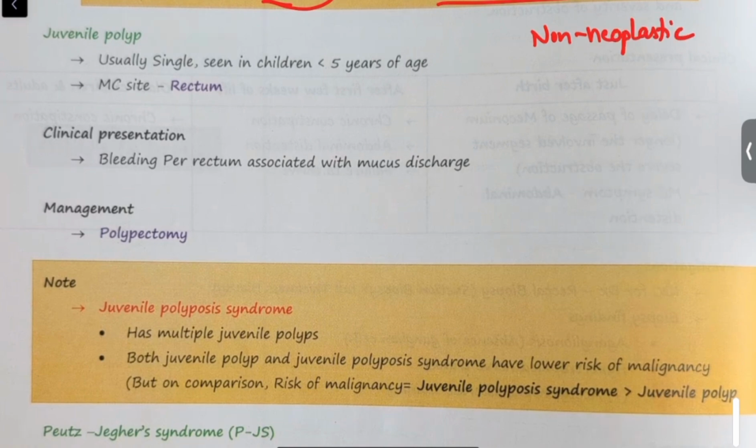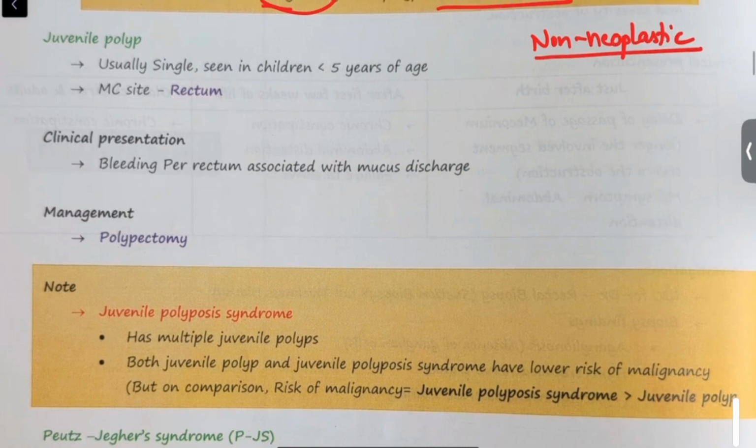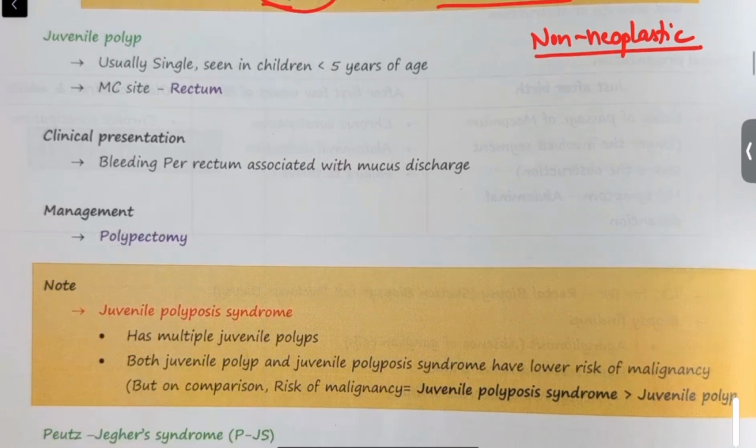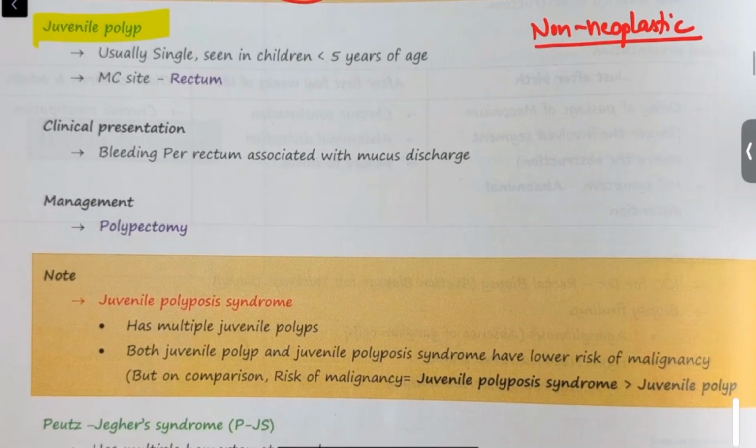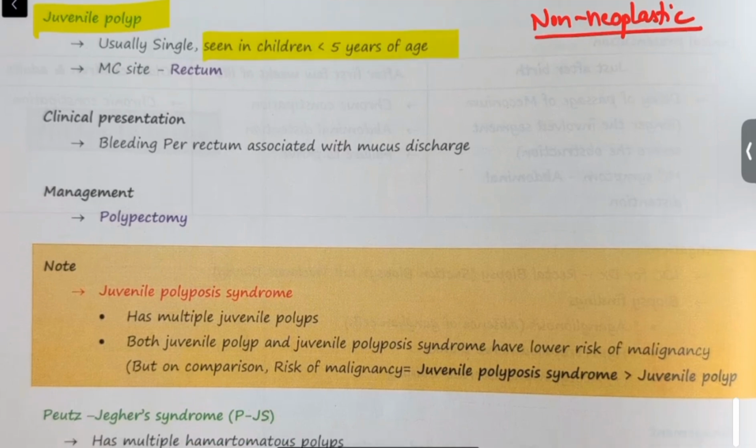In non-neoplastic polyps, we discussed hyperplastic is the most common one. After that, we discussed there can be juvenile polyp and Peutz-Jeghers polyp. So what is juvenile polyp exactly? Juvenile polyp is seen in children, 5 to 14 years of age, basically. Juvenile is seen in children, and the most common site is the rectum.